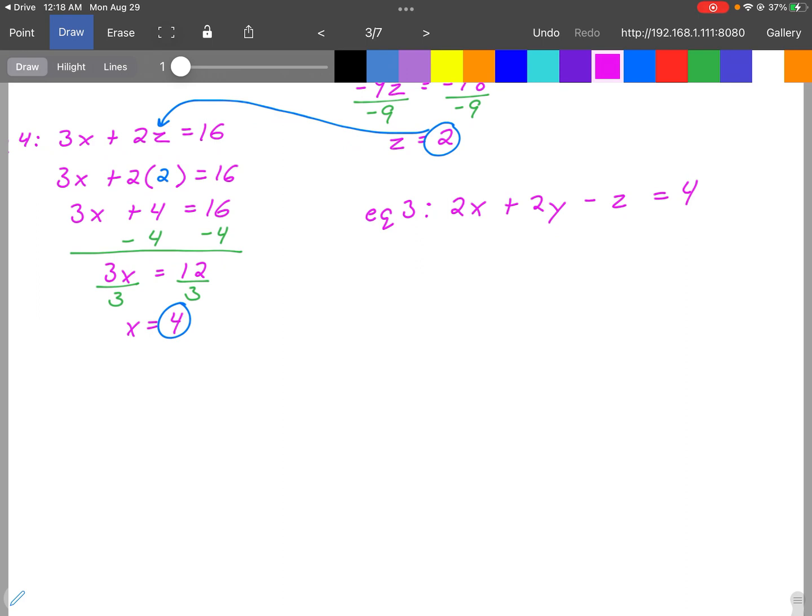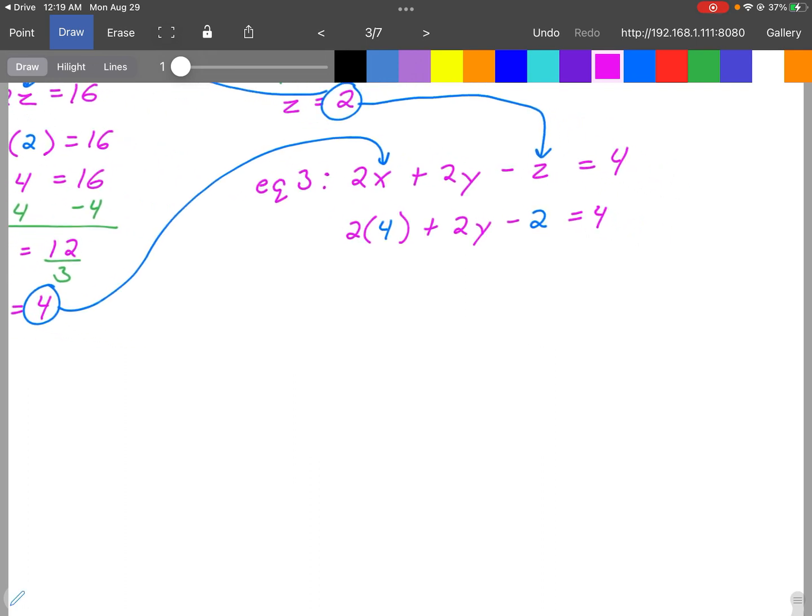Now, we're going to take what we know and plug in. So 2 times, and we said that x was 4, because remember, we're taking this 4, since that's x, and putting it in for x. Then we said that z was 2, so we take this 2 and put it in for the z. All right, so we have 2 times 4 plus 2y minus z, but z is 2, and then that equals 4.